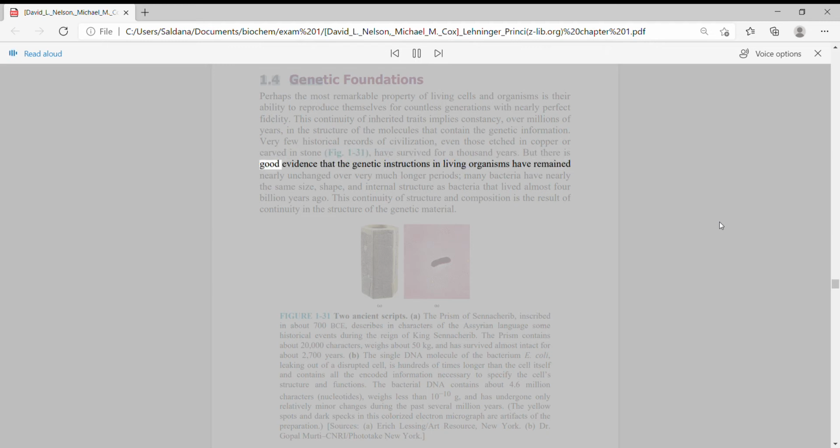But there is good evidence that the genetic instructions in living organisms have remained nearly unchanged over very much longer periods. Many bacteria have nearly the same size, shape, and internal structure as bacteria that lived almost 4 billion years ago. This continuity of structure and composition is the result of continuity in the structure of the genetic material.